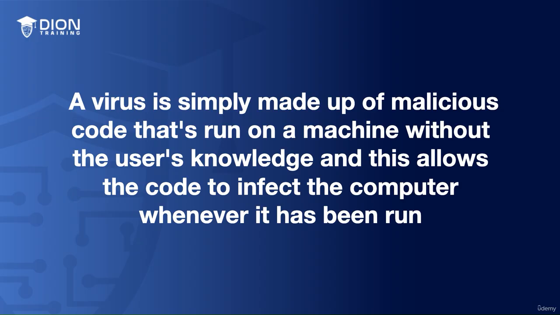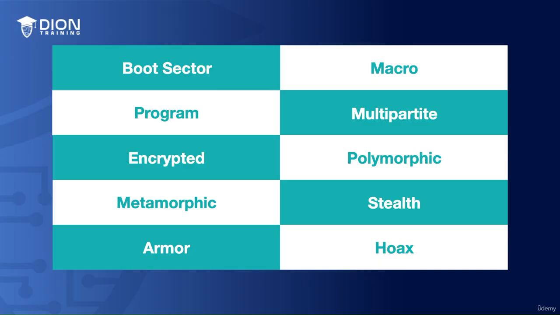So remember, a virus is simply made up of malicious code that's being run on a machine without the user's knowledge. This allows the code to infect the computer whenever it's been run, and there are 10 different types of viruses that you need to be aware of, including boot sector, macro, program, multipartite, encrypted, polymorphic, metamorphic, stealth, armored, and hoax viruses. Now, some modern viruses actually will combine multiple categories of these to create really powerful viruses, such as an encrypted, metamorphic, multipartite virus that is really going to grab a hold of your system and attempt to avoid detection by your security appliances and antivirus software. So you should be aware of this as well.